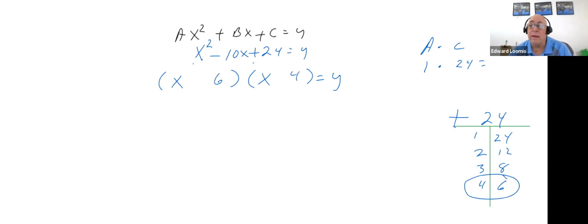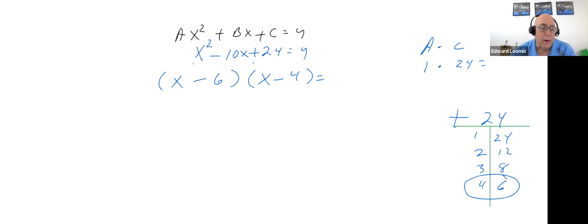Now, because I'm adding, that means the signs must be the same. So I'm just going to go with whatever that sign is for B. It's negative, so they're both negative. Negative 6 plus negative 4 is negative 10. That is B. That's what I want to make sure. So x minus 6, x minus 4 equals y.